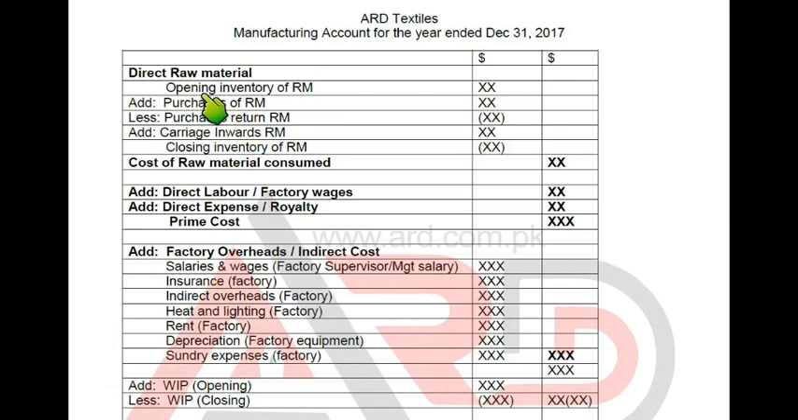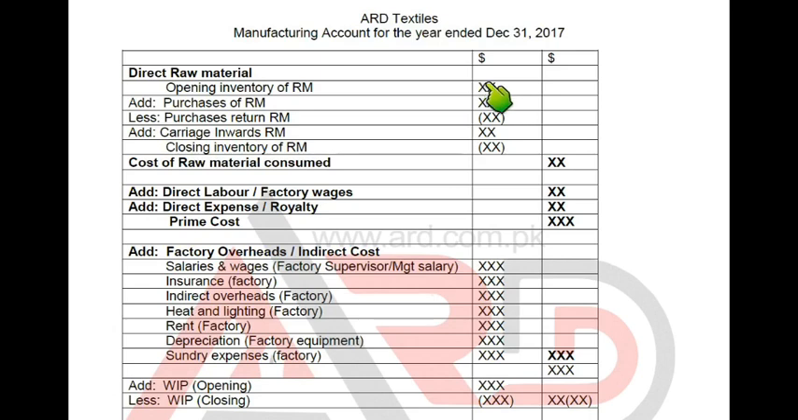First of all, we'll be writing opening inventory. Then we'll be adding purchases. This format is a bit similar to what you have already come across in making an income statement: opening inventory, add purchases, less purchase returns or returns outwards, add carriage inwards, and less closing inventory. The difference is that these are all RM, standing for raw material. These are all costs relating to raw material. Opening inventory is the inventory that we have at the start of the year.